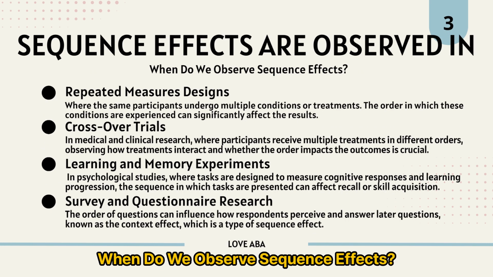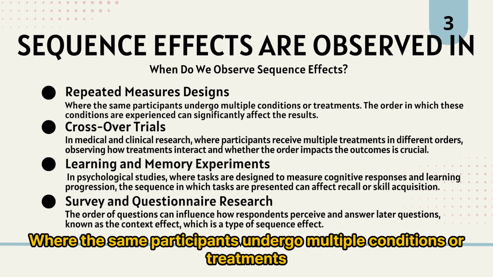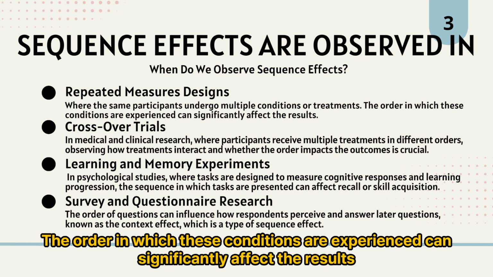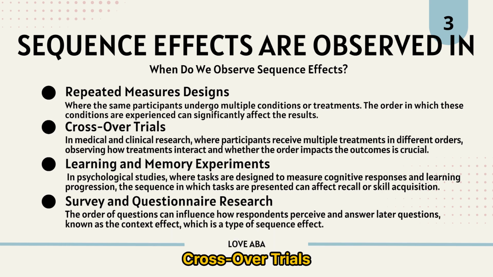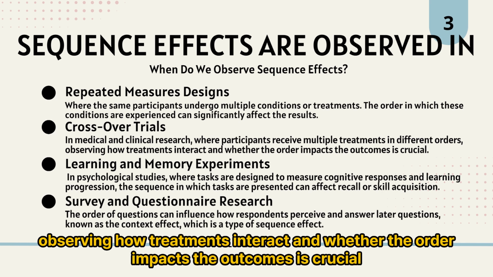When do we observe sequence effects? Repeated measures designs, where the same participants undergo multiple conditions or treatments. The order in which these conditions are experienced can significantly affect the results. Crossover trials. In medical and clinical research, where participants receive multiple treatments in different orders, observing how treatments interact and whether the order impacts the outcomes is crucial.